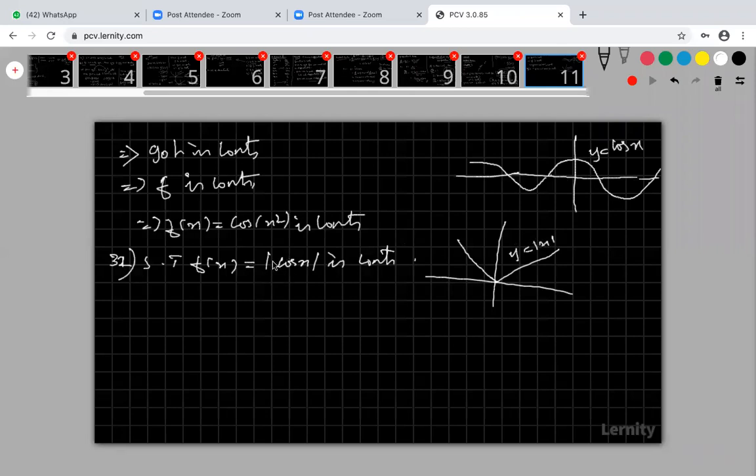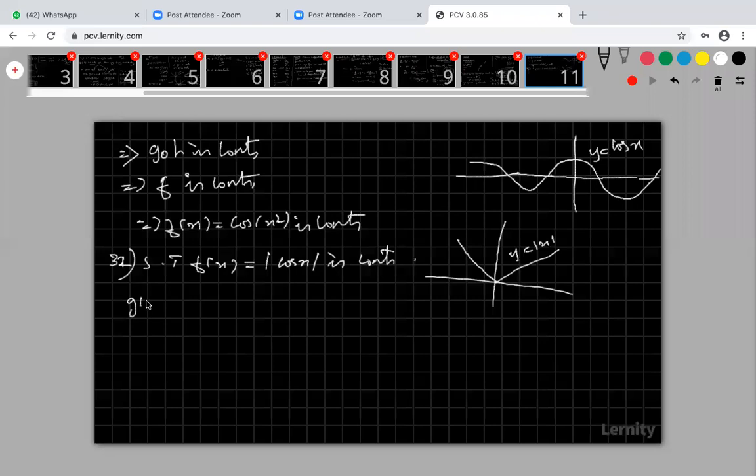But here the question is modulus of cos x. Then how to prove that this is continuous? Any idea? Any idea how to prove that this modulus of cos x is continuous? Use the previous one. Composition of two functions is continuous.